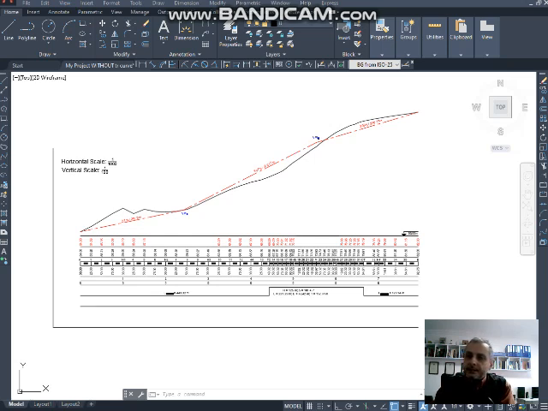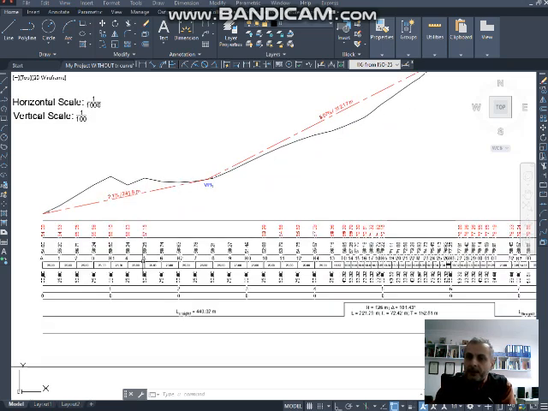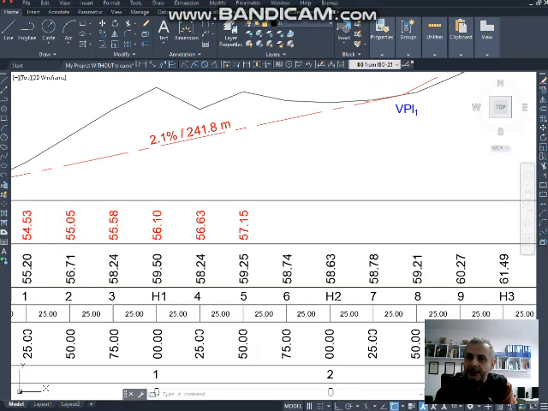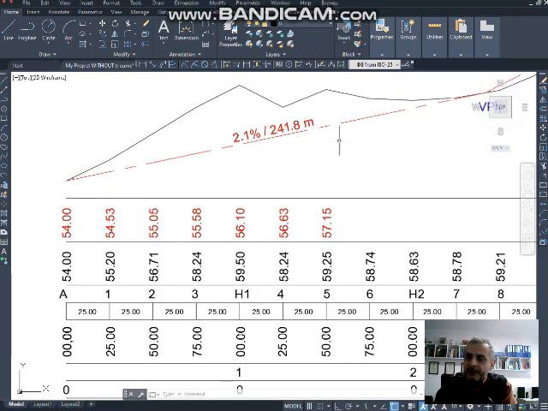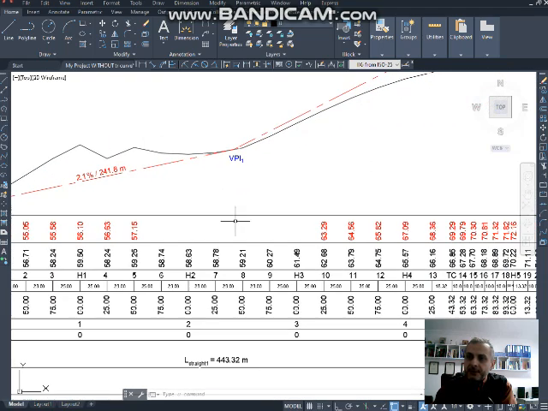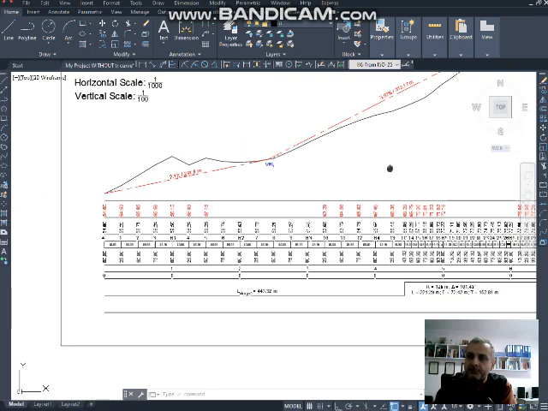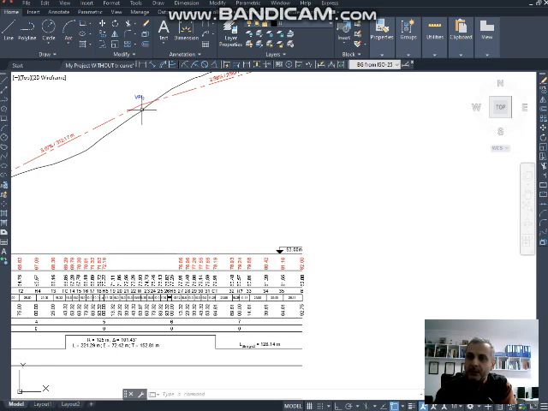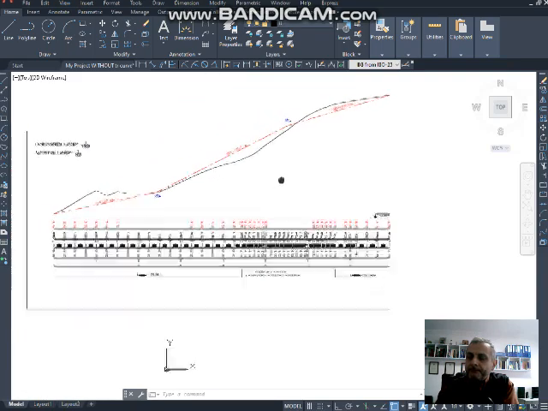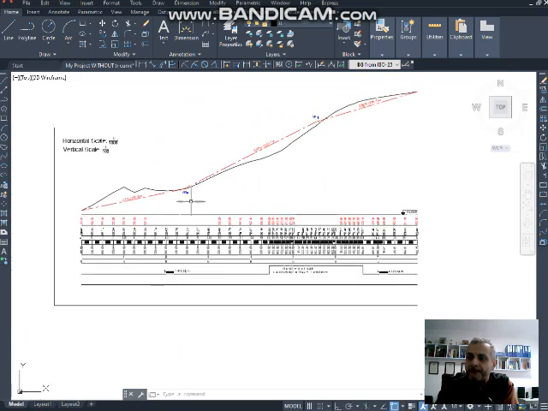Okay, since the last time I have updated these elevations for the final grade straights of my profile. I intentionally left these areas blank because there will be a curve here and also another curve around that area, so these have to be updated anyway. So the profile is more or less ready.